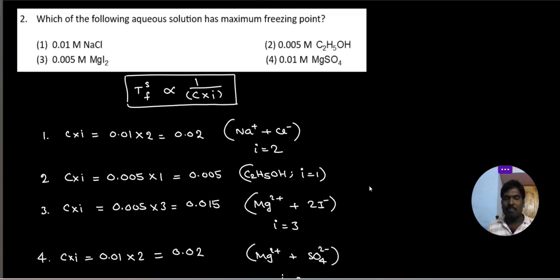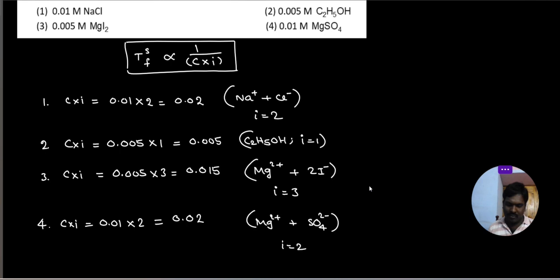Here it is inversely proportional. Maximum freezing point means the freezing point of solution is inversely proportional to C into I. Maximum freezing point of solution means the lowest C into I value. Where is the lowest C into I value? Option 2 is the right answer. So 0.005 molar ethyl alcohol is the right answer. Lowest C into I value, highest freezing point of the solution. Clear? Moving to next question.